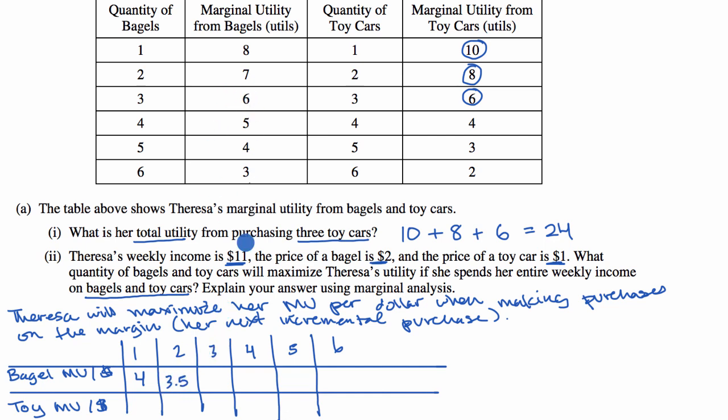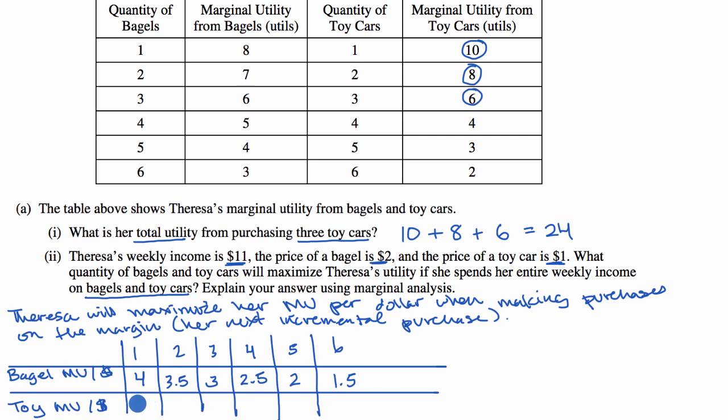And then 6 divided by 2 is 3. 5 divided by 2 is 2.5. 4 divided by 2 is 2. So that 5th bagel, 2 marginal utility units per dollar. And then that 6th bagel, 3 divided by 2 is 1.5 marginal utility units per dollar.